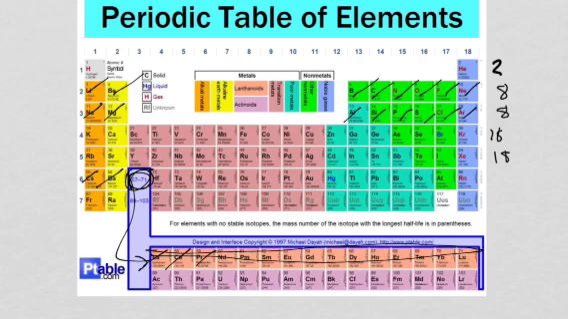Okay, don't ask me why. I didn't make the periodic table. I could probably find out for you, but I've never actually thought of looking it up.